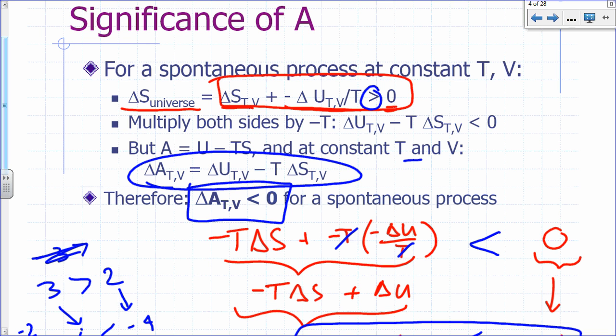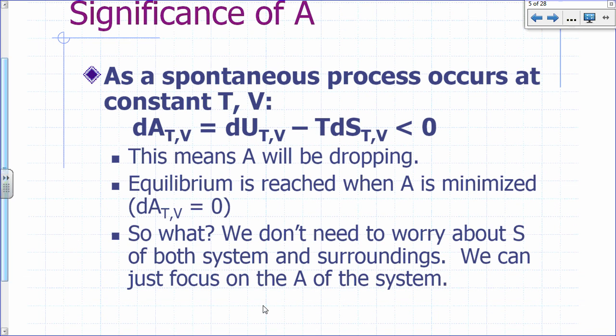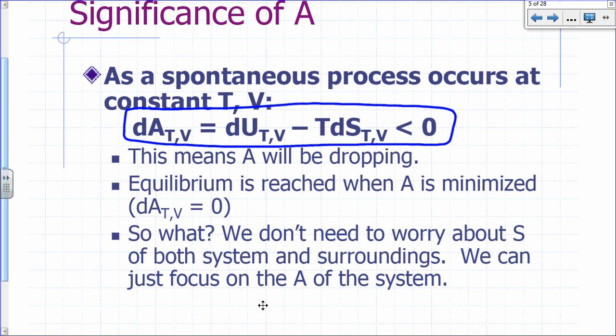That means the Helmholtz free energy of your system must have dropped during a spontaneous process. So the significance of this is during a spontaneous process, the Helmholtz energy will be dropping. Okay, so we can rewrite this condition for spontaneity as this equation right here. dA, okay, we're using d instead of delta now, so we can say that this is for each little step along the way, right?